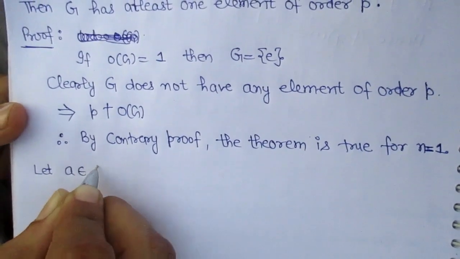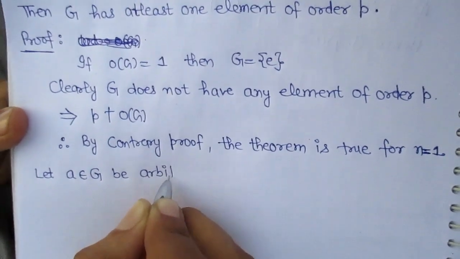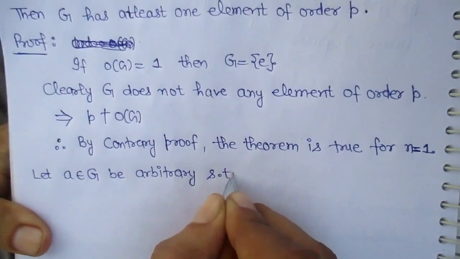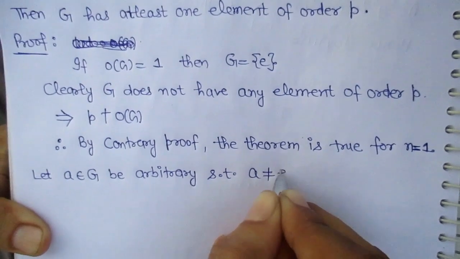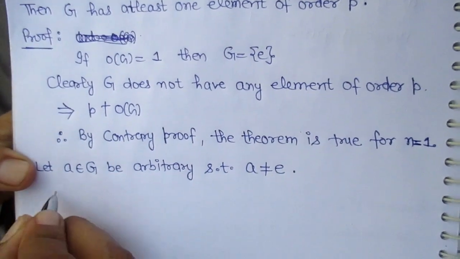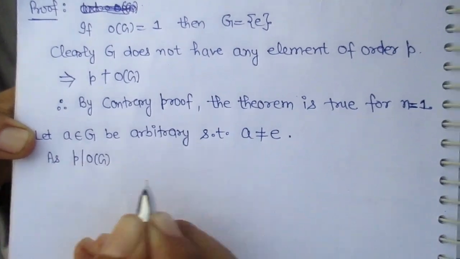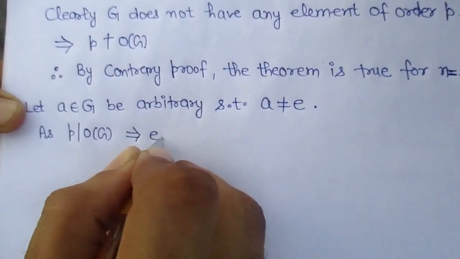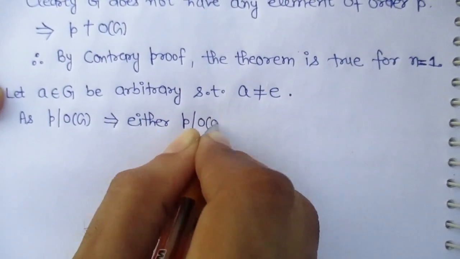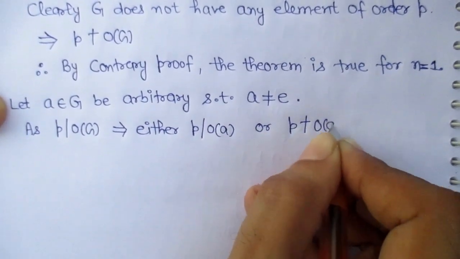Let a belonging to G be arbitrary such that a is not equal to identity. As P divides order of G, it implies either P divides order of a or P does not divide order of a.